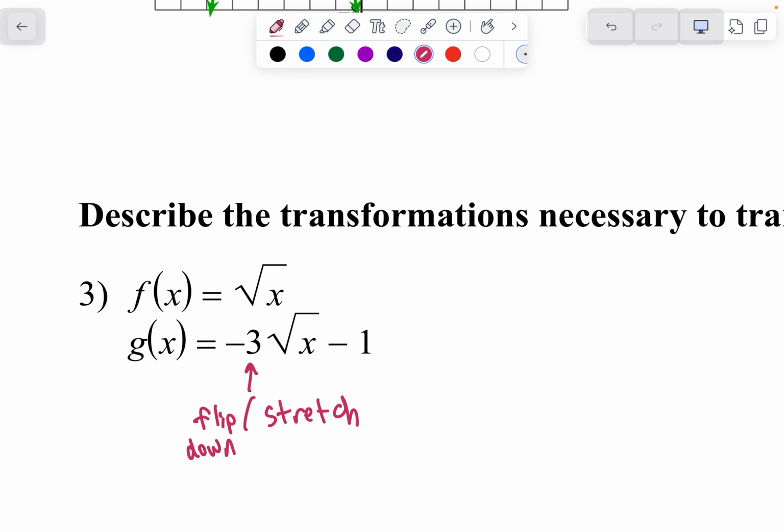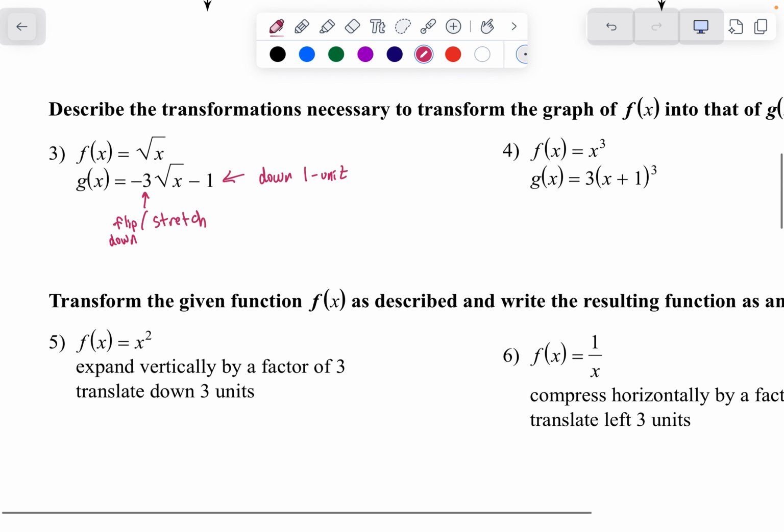And then this thing here is going to be a subtraction on the outside. Remember, subtraction on the outside moves it down 1 unit. So that's all you got to say, is that you flipped it, you stretched it, and you brought it down 1 unit. Okay?